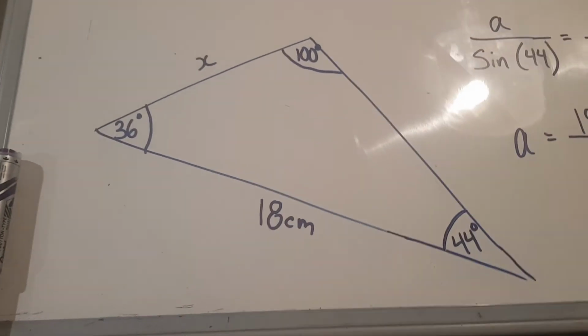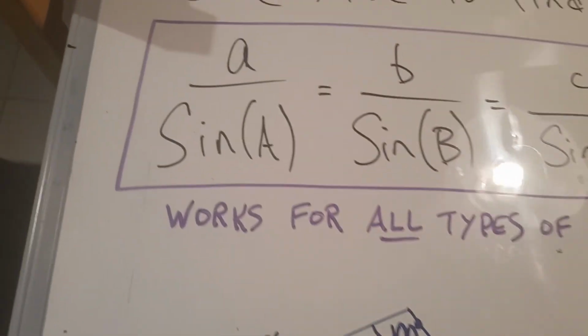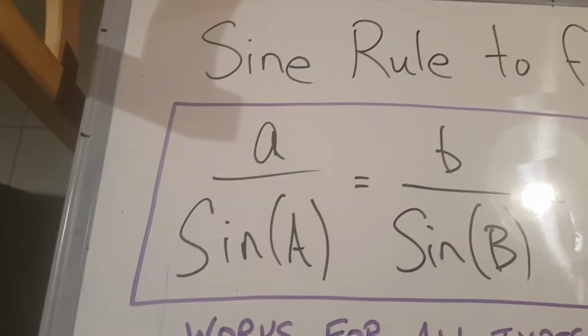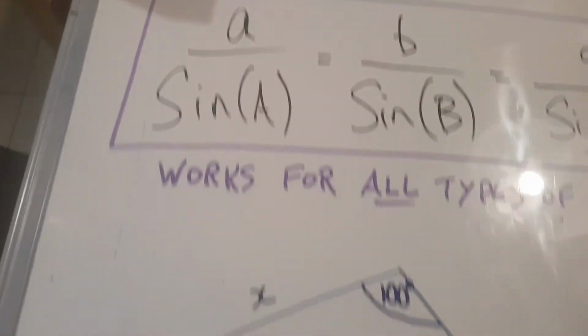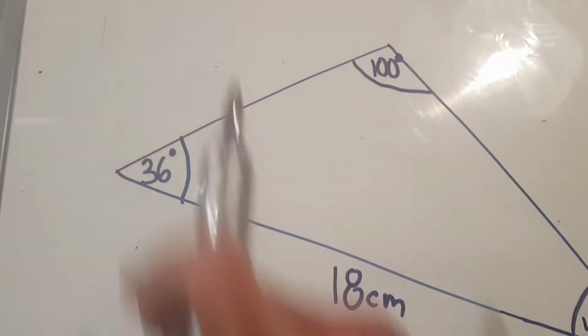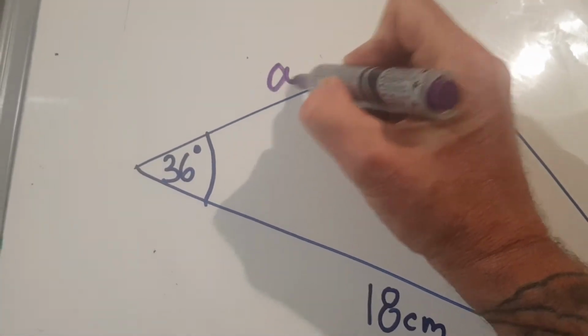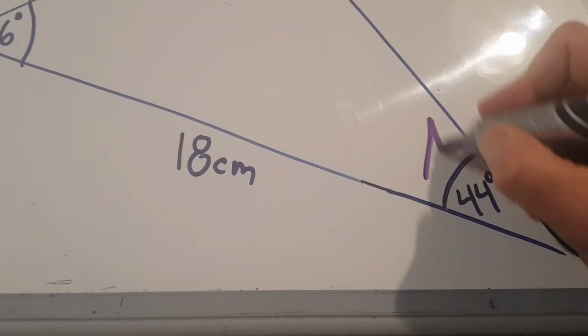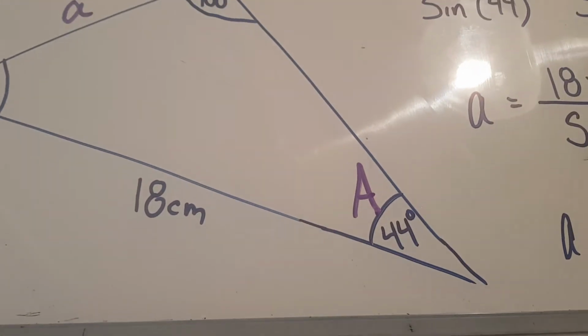The way I want you to set these problems up is whatever your unknown side is, you're going to call that side A. Now, we're going to always do these in pencil. So if this is my unknown side, I'm going to change that X to little a. Well, that means the angle over here has to be angle A.